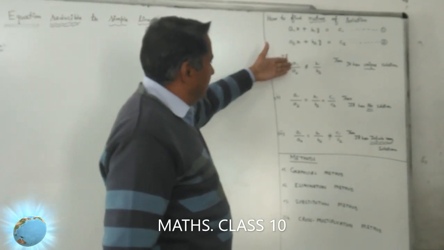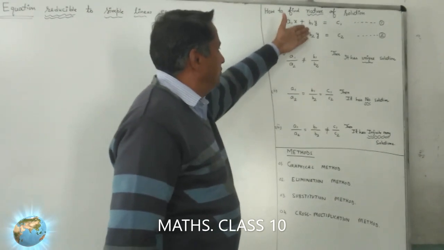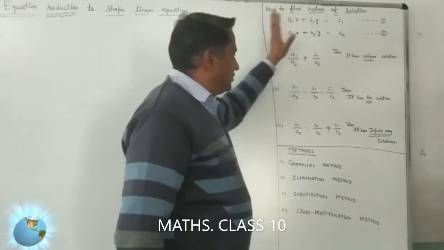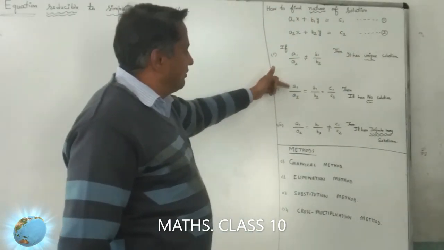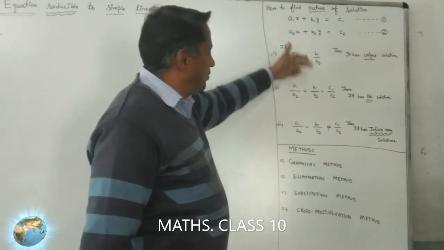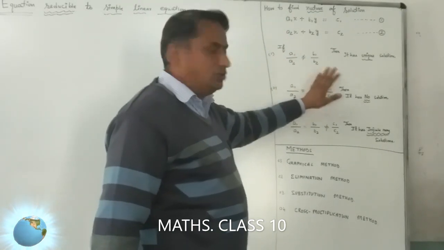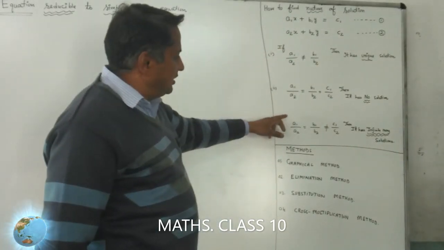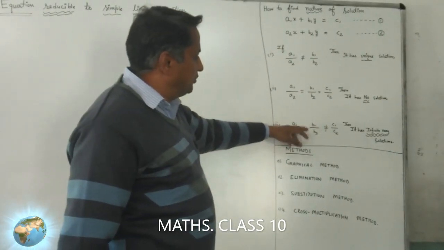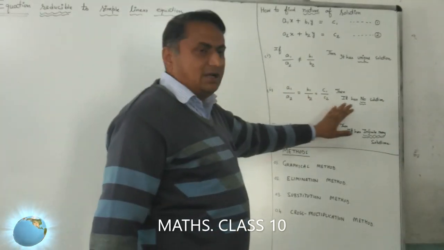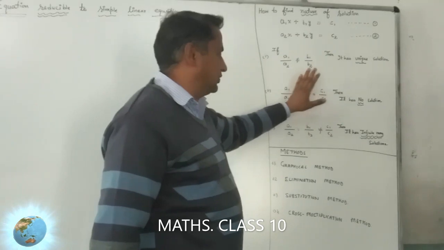If a1 upon a2 is not equal to b1 upon b2, then we can say it has a unique solution. And if a1 upon a2 is equal to b1 upon b2 is equal to c1 upon c2, then we can say it has no solution. And if a1 upon a2 is equal to b1 upon b2 but not equal to c1 upon c2, then we can say it has infinitely many solutions.